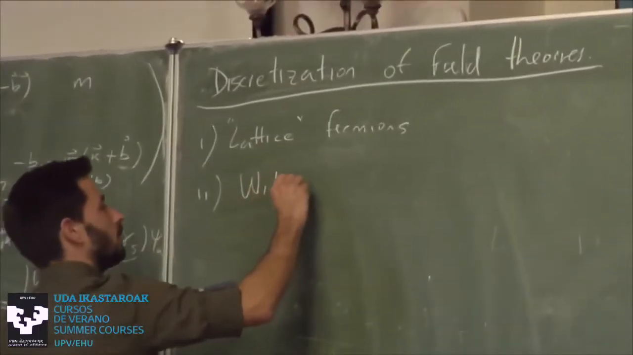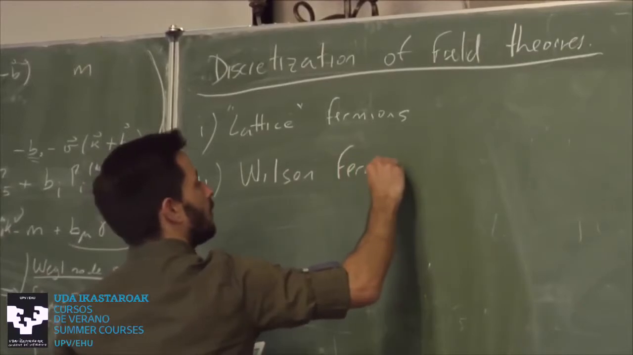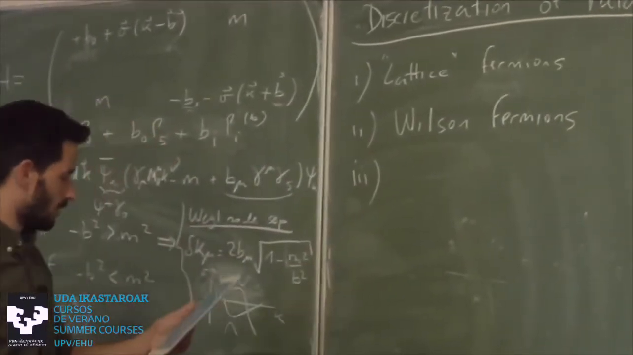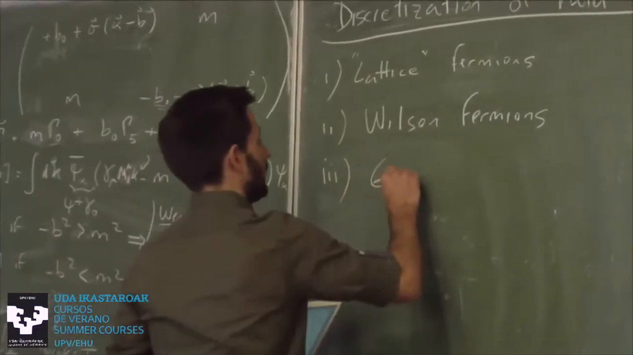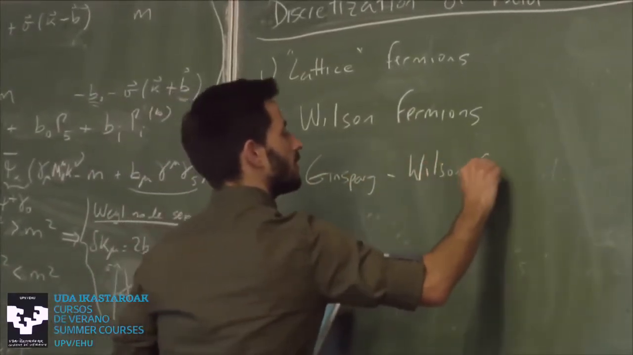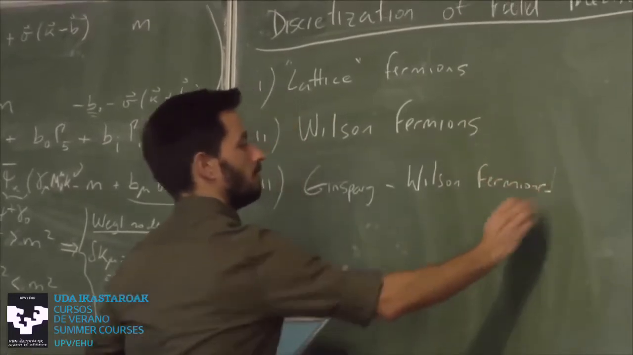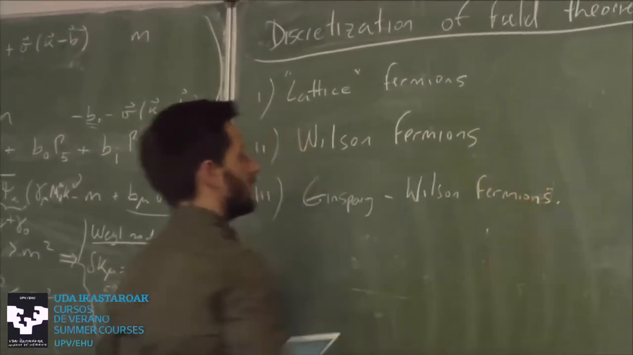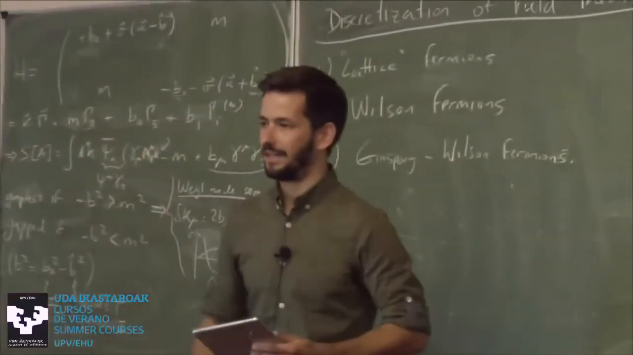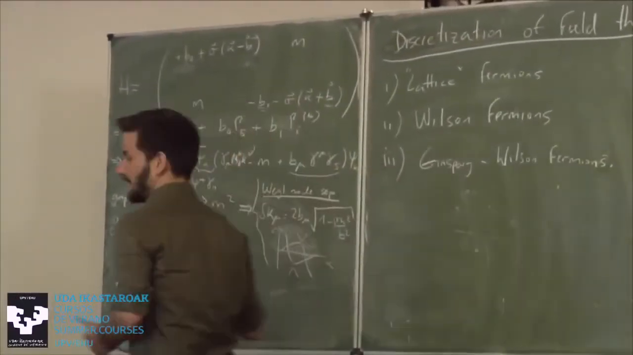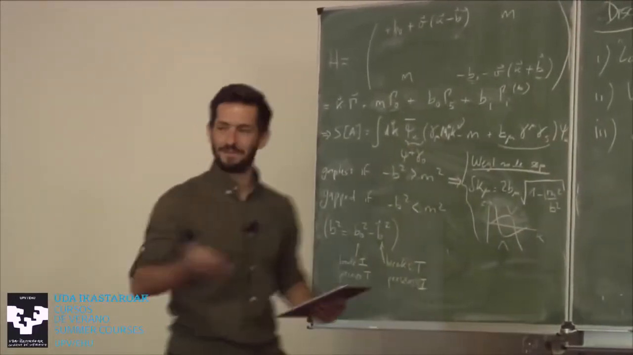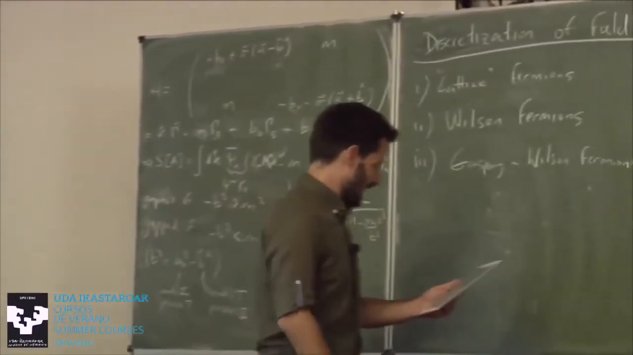I'm going to talk a bit about Wilson fermions that are very important for us in condensed matter. And I'm going to talk about inspired Wilson fermions. So this third is just some example of the things you can do. And I don't think there's a realization of this in condensed matter, but it would be cool to find one, I guess. Or if there is, maybe somebody knows, but I don't.